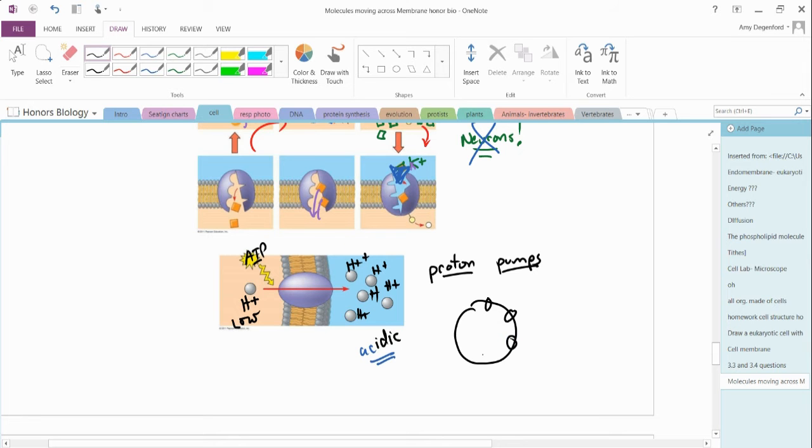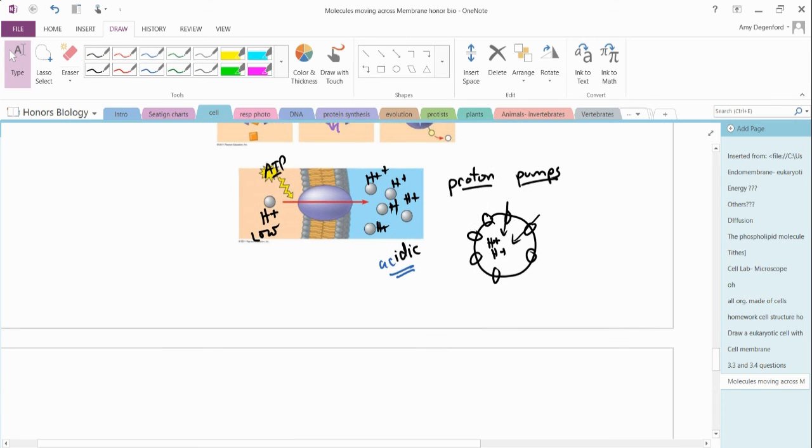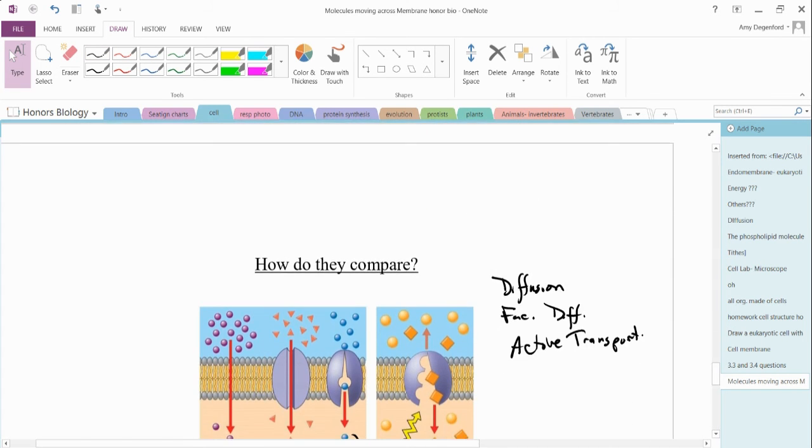So if we had a lysosome here, and we saw this in an amoeba that was eating something, these proton pumps are going to make this more acidic on the inside. That's going to make those enzymes work better in this case. So that gives you a nice second example.